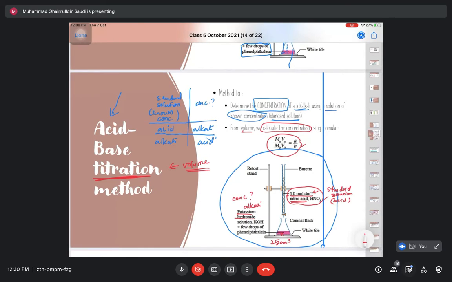We know the concentration of acid. Our known concentration is the acid. We don't know the concentration of alkali, and we want to find it. We only know the volume of alkali, and this experiment is to find the volume of acid. Do you still remember? Okay, so we went back just now.